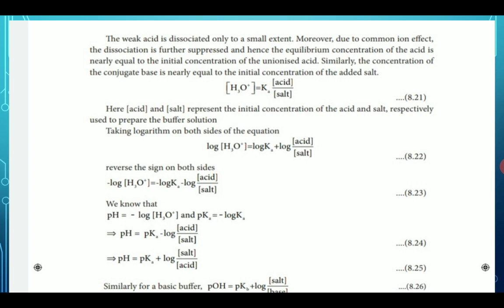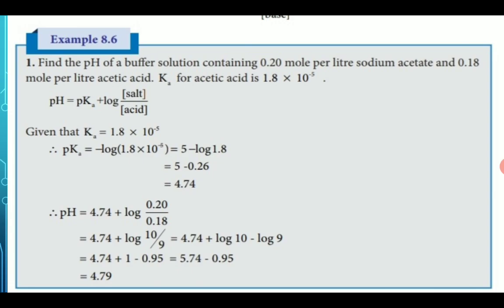So these two equations are known as the very important Henderson-Hasselbalch equation. One example is also given. Simply we have to substitute the concentration of the salt and concentration of the acid in this equation. So, pH is equal to pKa plus log salt by acid.